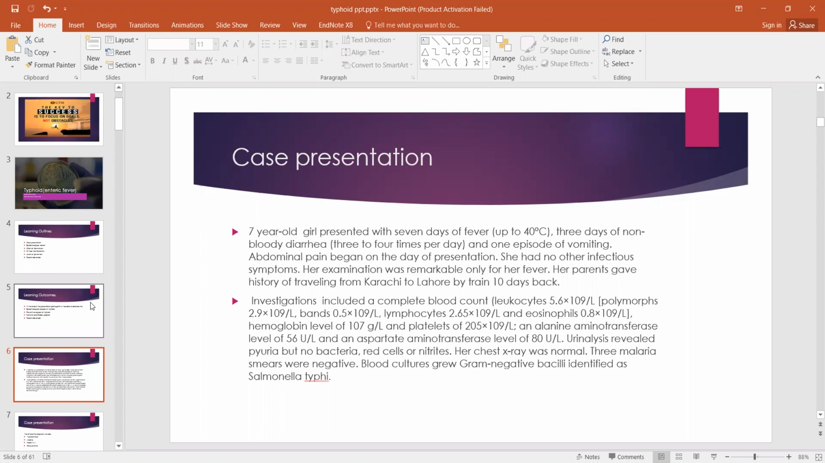Investigation included a complete blood picture in which leukocytes were 5.6, lymphocytes 2.65, and eosinophils 0.8%. Hemoglobin level is 107 grams per deciliter and platelets 205. Alanine aminotransferase level is 56 and aspartate aminotransferase level is 80. Urine analysis revealed pyuria but no bacteria, red cells or nitrites. Her chest x-ray was normal. Three malarial smears were negative. Blood culture grew gram-negative bacilli identified as Salmonella typhi.